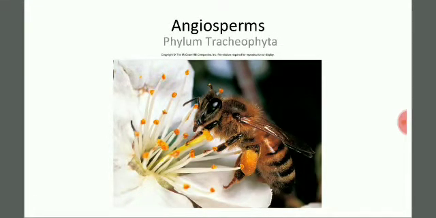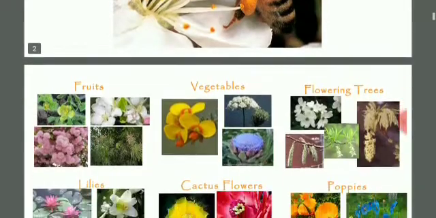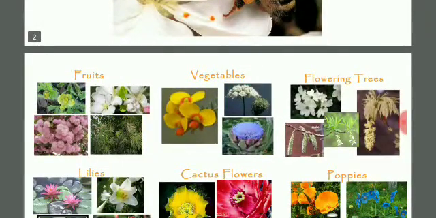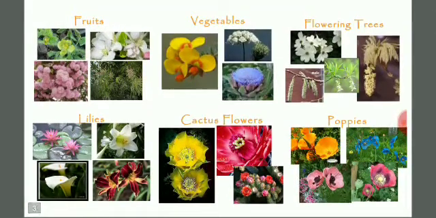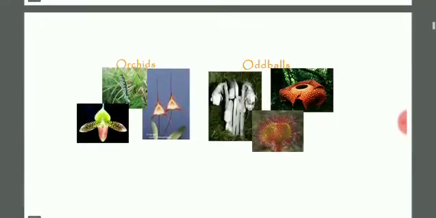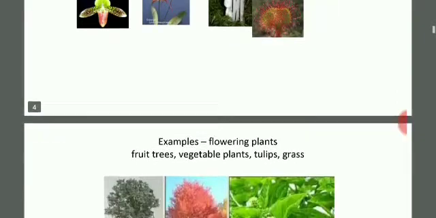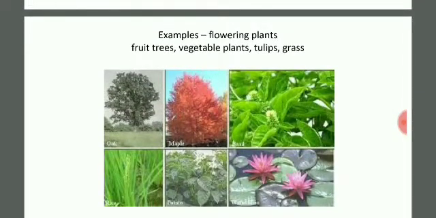And the first characteristic of angiosperms, they are flowering plants. As you see on the screen, many beautiful flowers. All of them are angiosperms, like poppies, cactus, lilies, orchids. Very beautiful flowers. And they can be also grass, like rice, potato, basil. All of them are an example of angiosperms.